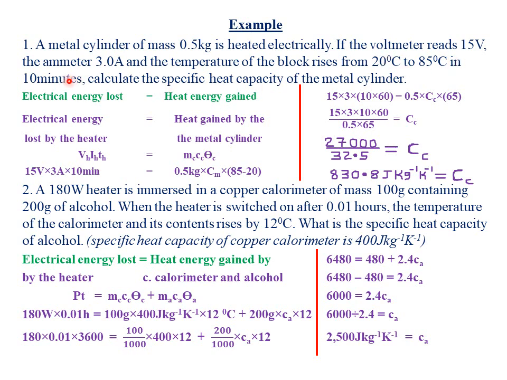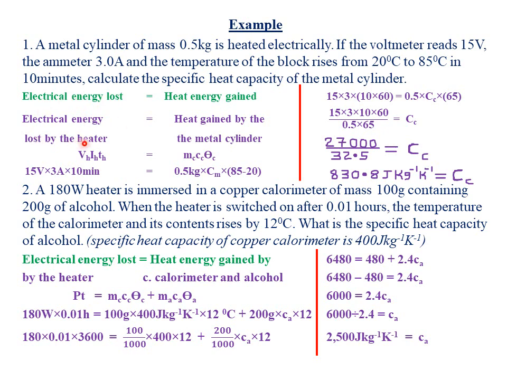Therefore, that is in 10 minutes, so that is the time. So we are required to calculate the specific heat capacity of the metal cylinder. Therefore, the heat energy lost must be equal to the heat energy that is gained. Because our metal cylinder's temperature is rising from 20 to 85 degrees, our metal cylinder is the one that is gaining the heat. Then of course, the heat is being supplied by the electrical heater. Therefore, the electrical heater is the one that is losing the energy.